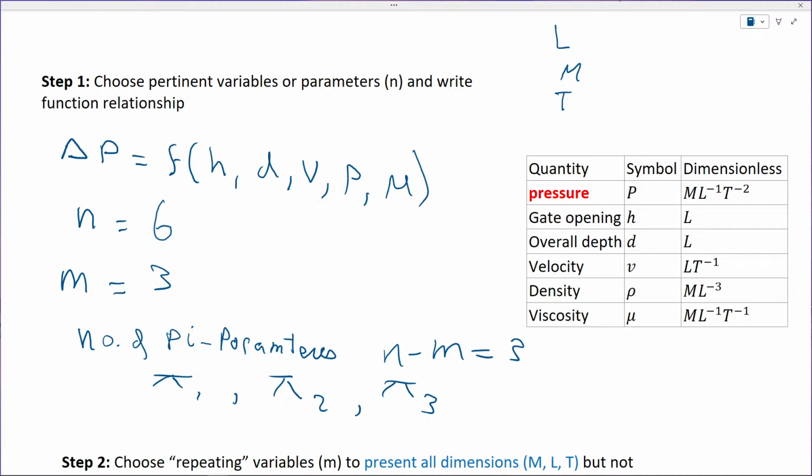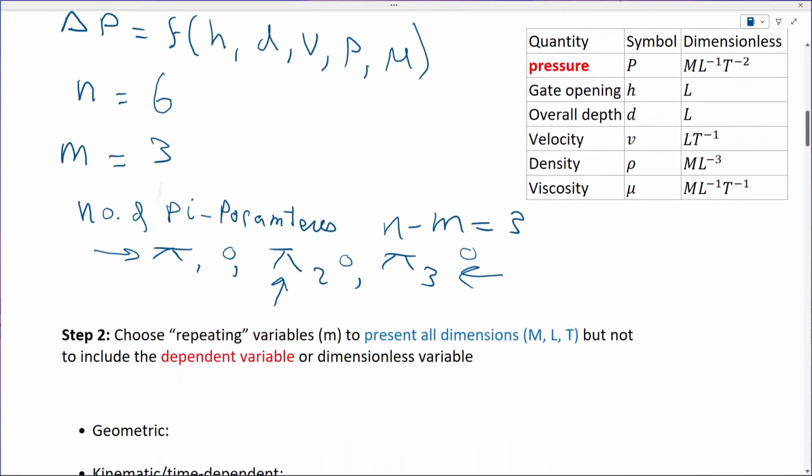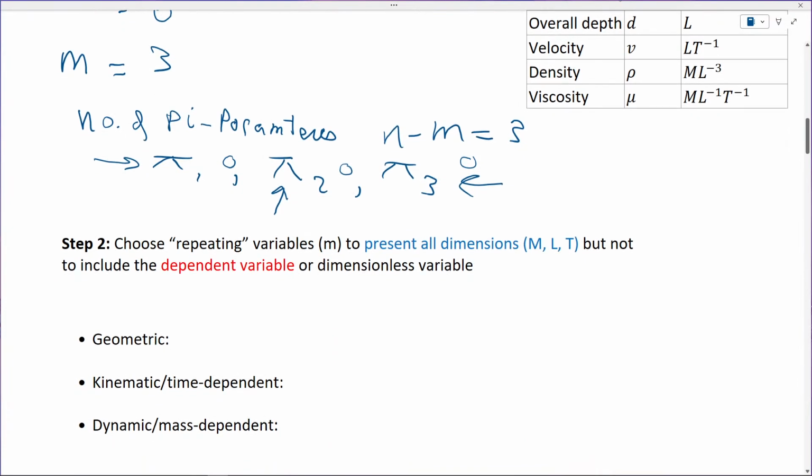So now we want to choose the repeating variables. Yeah. So what are the repeating variables? The repeating variables are the variables that will repeat in pi 1 and pi 2 and pi 3. And the remaining variables would be the additional variables that I will add, that are not repeating. I will add to this one, and this one. So those would be the non-repeating variables, or the additional variables.